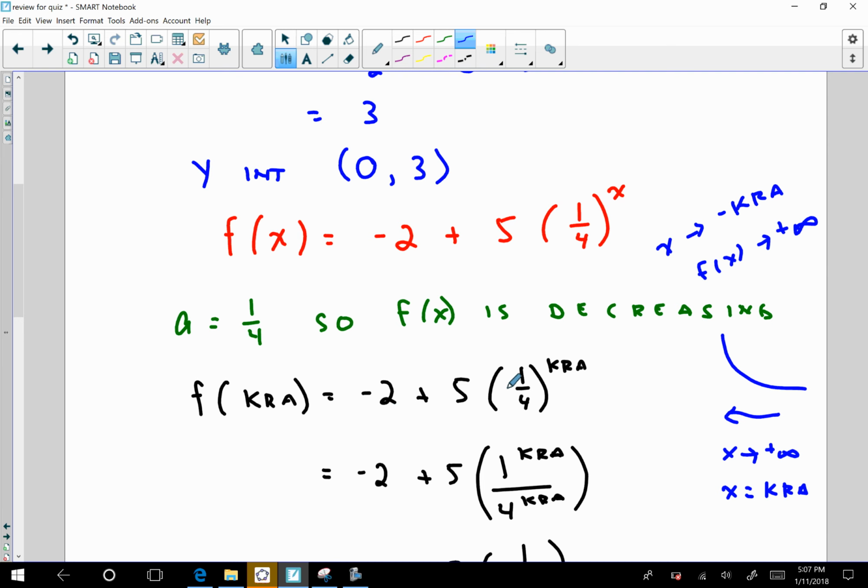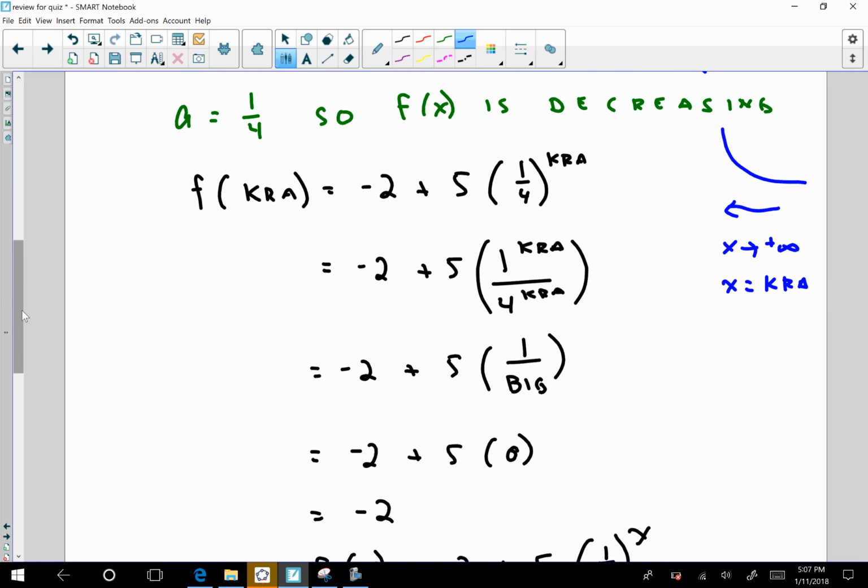This is hard to see right away for some people. And so I have a fraction to a power that's going to be 1 to the quadrillion over 4 to the quadrillion. And 1 to the quadrillion is 1, and 4 to the quadrillion is extremely big. So I have negative 2 plus 5 times 1 over big. And 1 over big has to be 0. 1 over really, really big is going to be 0. And 5 times 0 is 0. So therefore, f of a quadrillion is negative 2.